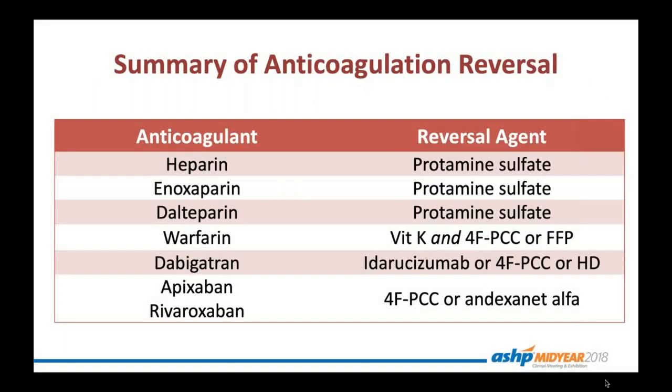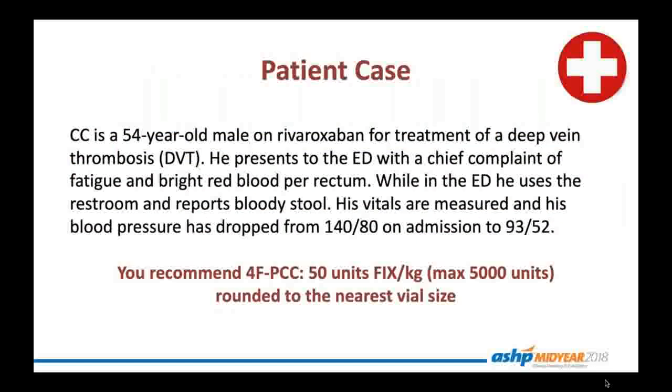As a summary, we use protamine for heparin, enoxaparin, or dalteparin. For warfarin, don't forget, we need vitamin K with our 4-factor prothrombin complex concentrate. For dabigatran, we can use idarucizumab. If institutions don't have idarucizumab, we can use 4-factor PCC or even hemodialysis since it's renally cleared. And finally, for apixaban and rivaroxaban, we can use 4-factor PCC off-label if we don't have andexanet alfa, or since andexanet alfa is becoming more readily available, that would be the treatment of choice.